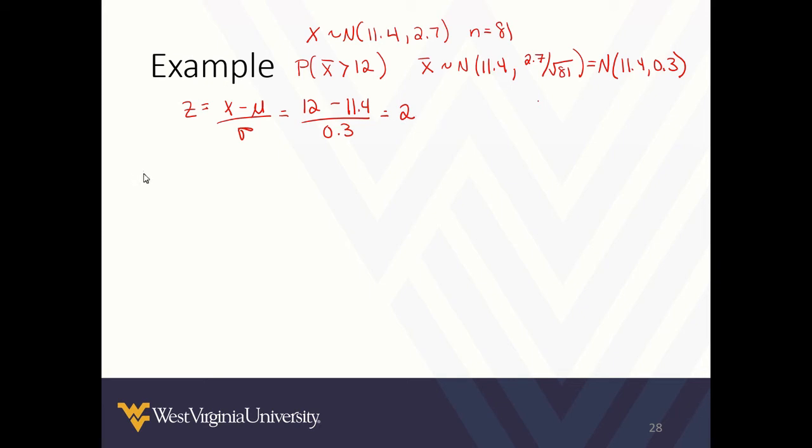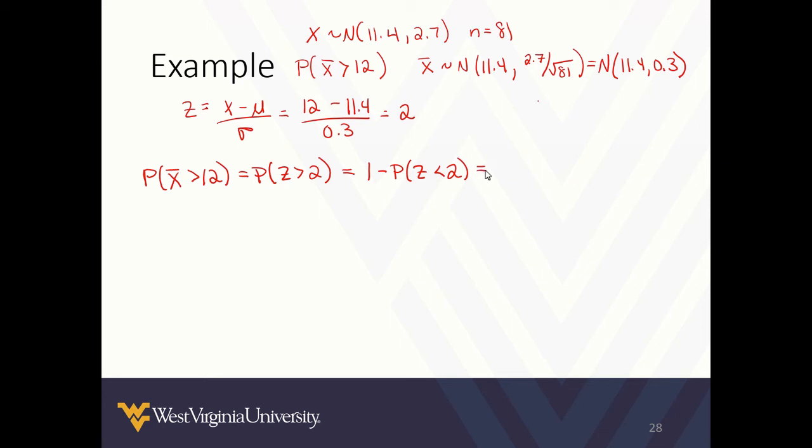So therefore, to find the probability of our sample mean being greater than 12, this is going to be equivalent to the probability of z being greater than 2. Again, this comes directly from our z-score. And because our z-table gives us area to the left of the curve, we'll have to rearrange this formula to be 1 minus the probability of z less than 2.